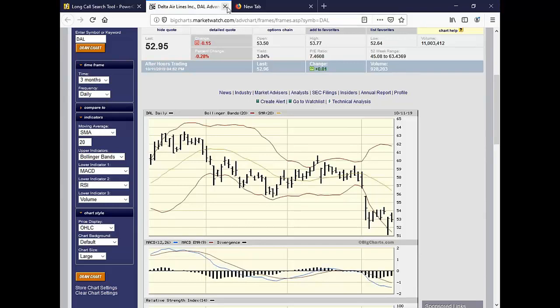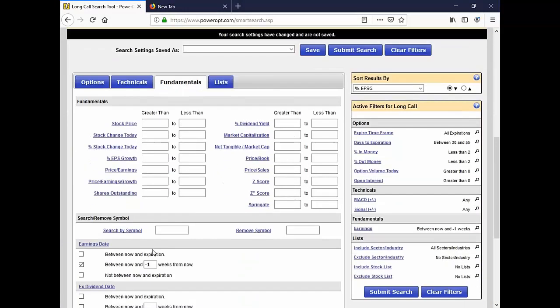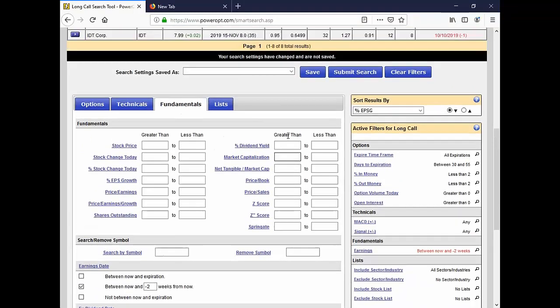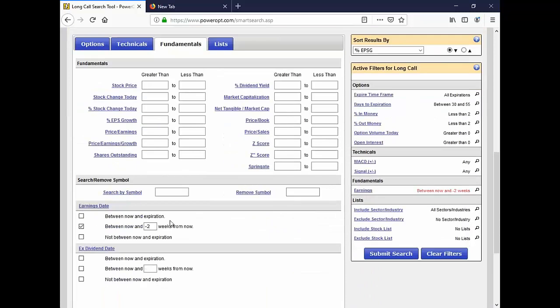Let me go back one. In addition to the criteria I just created, looking for positions that were between now, I wonder if I can open it up further. Let's try 2 weeks from now. Minus 2 weeks now, since it's been passed. You see how the earnings date shows up as a negative. I'm going to try minus 2 weeks to open this up.